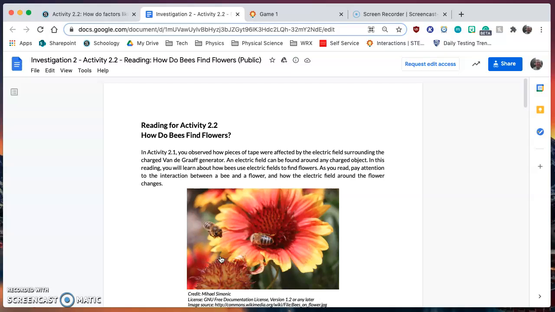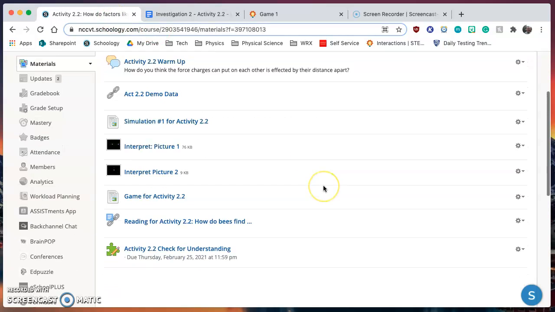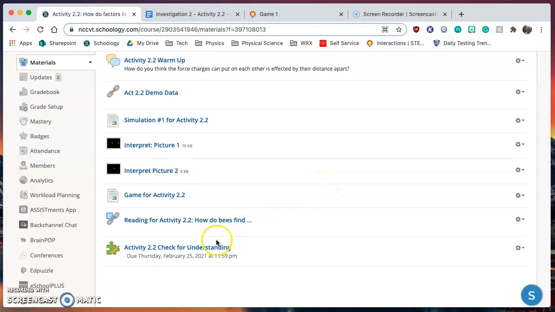And some of you might not like it, but bees start flying around in the springtime, starting to pollinate different flowers. So how do they know which flowers they've been to? This article sort of goes over some tools that they use to help them figure out where they've been and where they need to go. Last thing we need to do is a check for understanding here on Schoology.